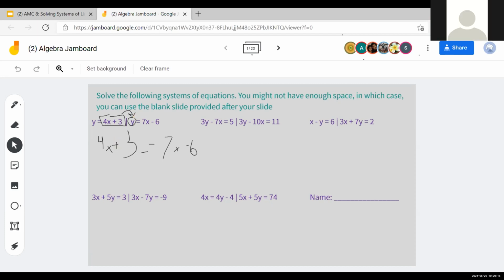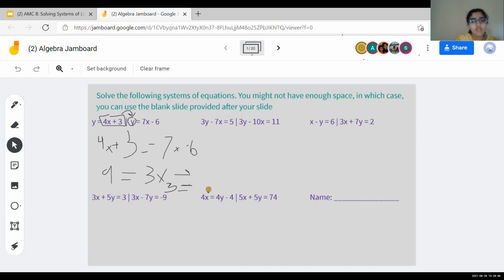Okay. To continue with the explanation, now we subtract the 4x from both sides and we add 6 to both sides, and we get 9 is equal to, and then 7x minus 4x is 3x. So after we divide both sides by 3, we get 3 is equal to x. 3 is equal to x, right?